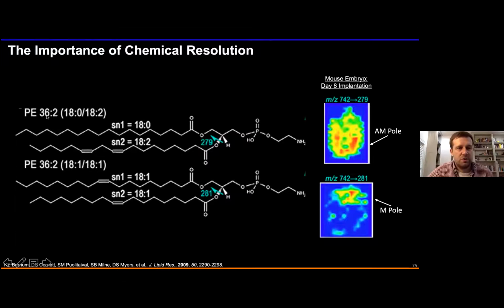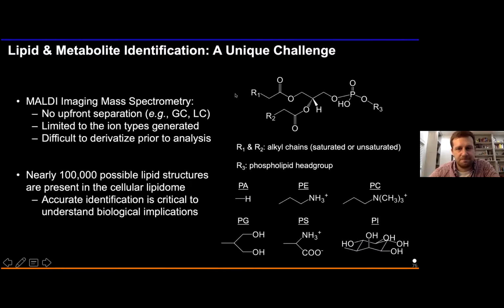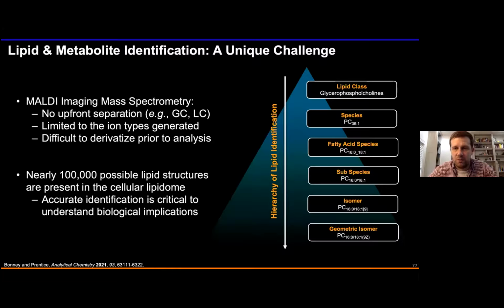Here we're looking at 2 phosphatidylethanolamines, PE 36:2, so 36 carbons in the fatty acyl tails and 2 double bonds. This ion population has 2 different isomers, an 18:0/18:2 isomer and an 18:1/18:1. If we do the tandem mass spectrometry imaging experiment, we can see that they have different spatial localization. So again, it's important to be able to differentiate these. This is especially important in imaging mass spectrometry because we don't have the benefit of an upfront separation like GC or LC. We're limited to only the ion types we generate from the surface, and we don't have the ability to do some kind of advanced separation like we otherwise would.